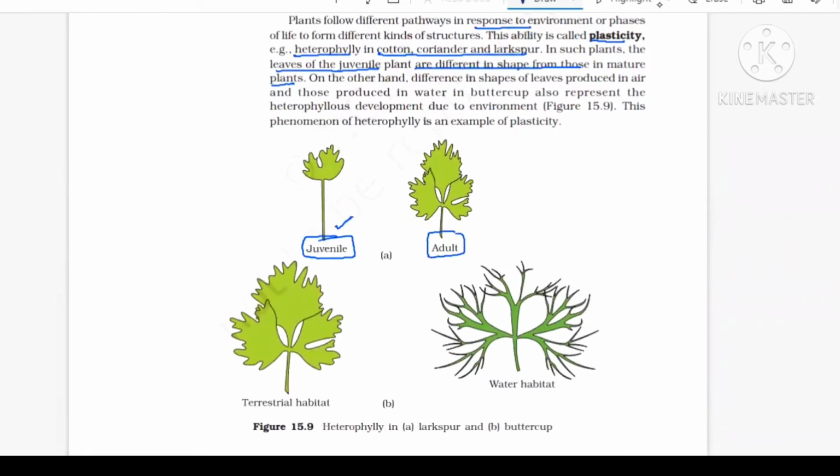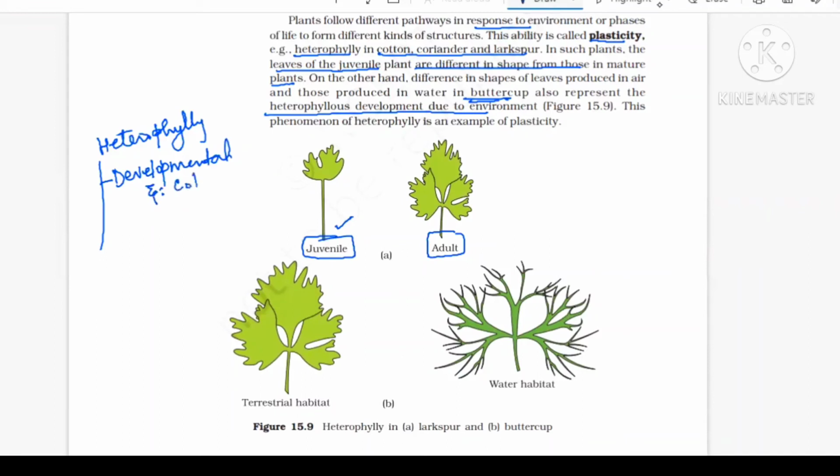Is it clear? On the other hand, you are finding a difference in the shape of the leaf because of air and water in buttercup. So it is showing heterophyly due to environment. So heterophyly is of two types. One is developmental heterophyly. Developmental heterophyly means difference in the juvenile and adult leaf. Example, cotton, coriander, and larkspur.